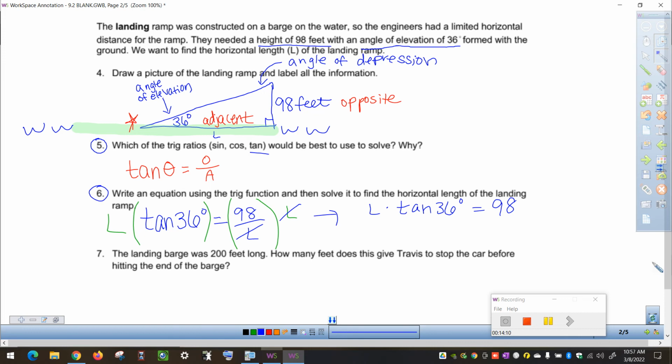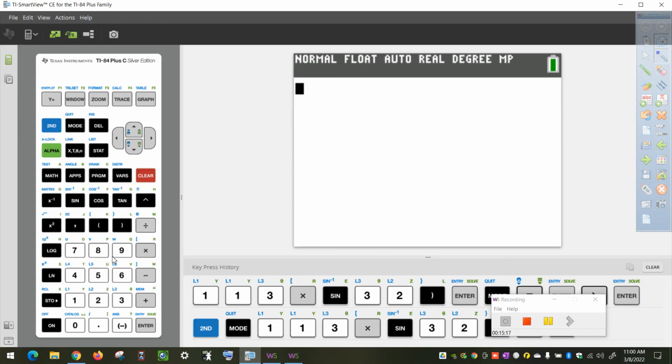In order to avoid rounding on top of rounding on top of rounding, it's really helpful here to actually wait until the final step before you type it into your calculator. So here's what that would look like, keeping it in exact form as long as we can. We're just going to now divide both sides by tan of 36 degrees. When we go into our calculator, we'll still make sure that we're in degree mode.